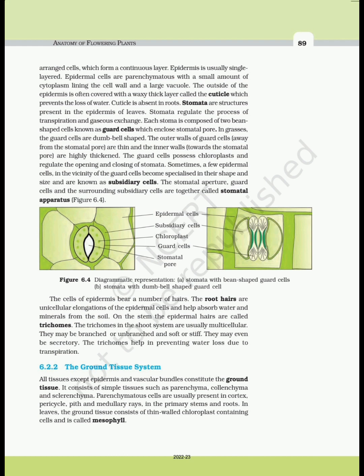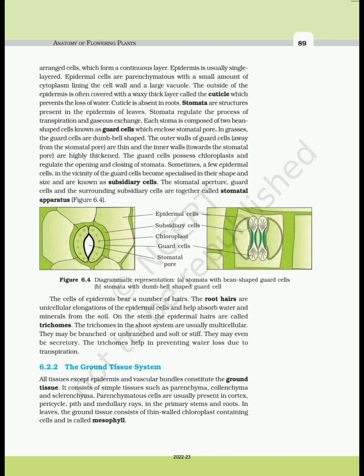The root hairs are unicellular elongations of the epidermal cells and help absorb water and minerals from the soil. On the stem, the epidermal hairs are called trichomes. The trichomes in the shoot system are usually multicellular. They may be branched or unbranched and soft or stiff. They may even be secretory. The trichomes help in preventing water loss due to transpiration.